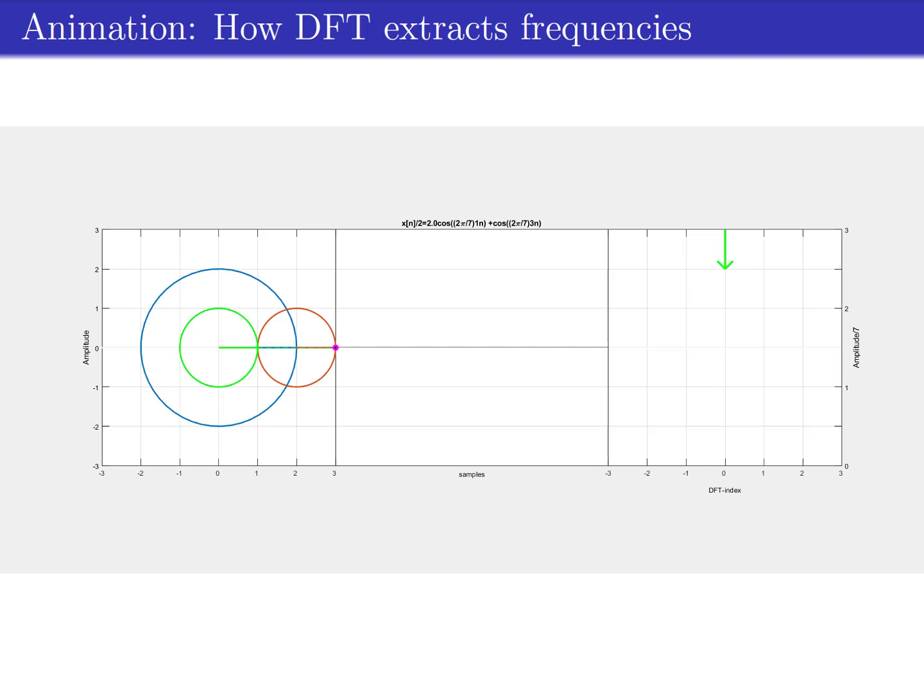In this animation, the input signal contains two frequencies, namely xn is 4 cosine 2 pi over 7n plus 2 cosine 2 pi over 7 3n. The left-hand figure shows the phasor components of xn with frequency 2 pi over 7 and amplitude 2 in blue, and the phasor 2 pi over 7 times 3 and amplitude 1 in brown.